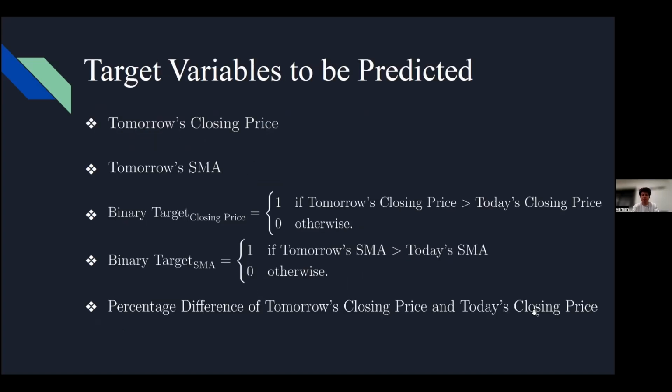The targets we aim to predict are tomorrow's closing price, tomorrow's simple moving average, and a binary variable which tells you if tomorrow's closing price went up compared to today's closing price. Another binary variable tells you if tomorrow's simple moving average increased compared to today's simple moving average. And finally, we predict the percentage difference of tomorrow's closing price and today's closing price.